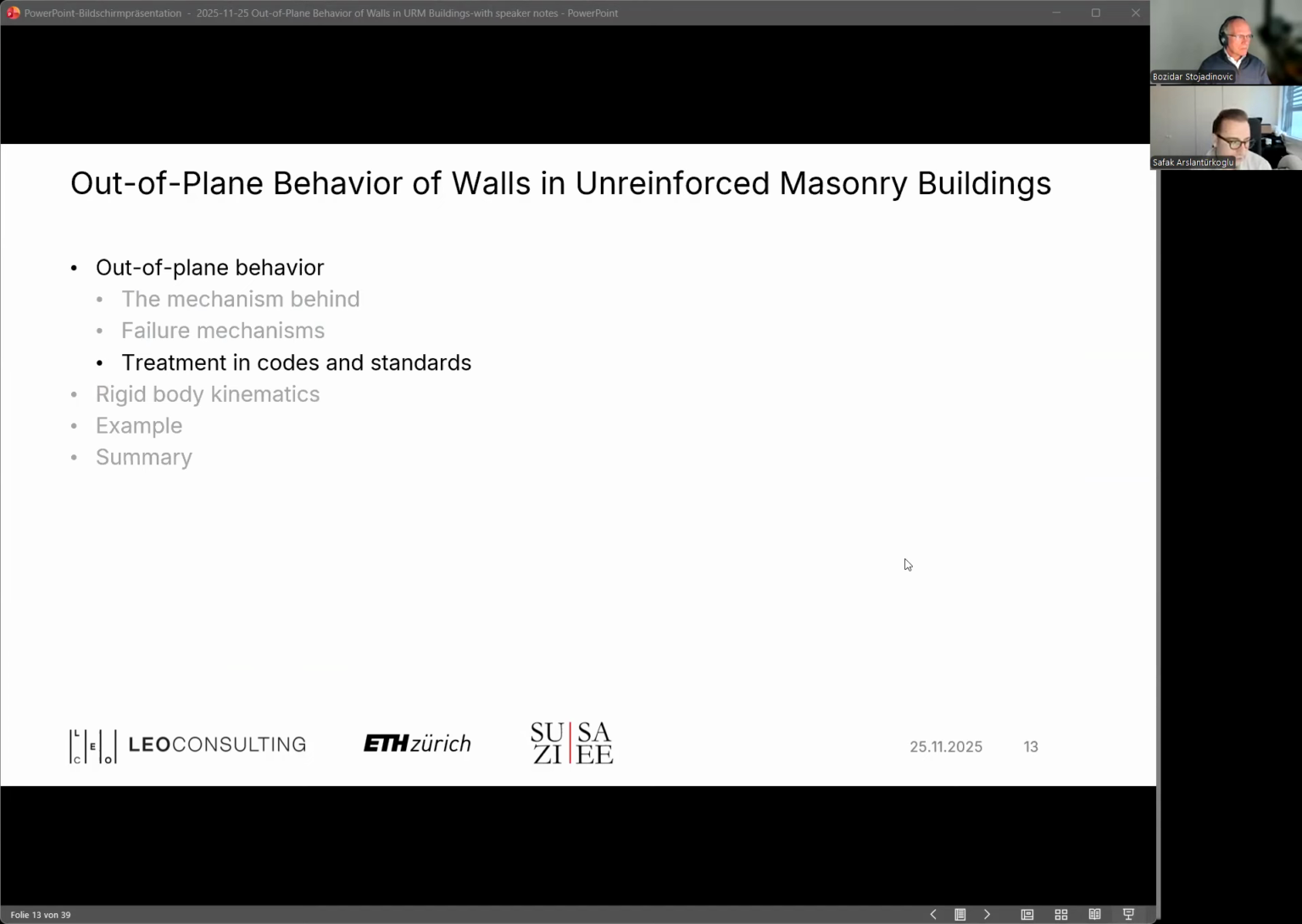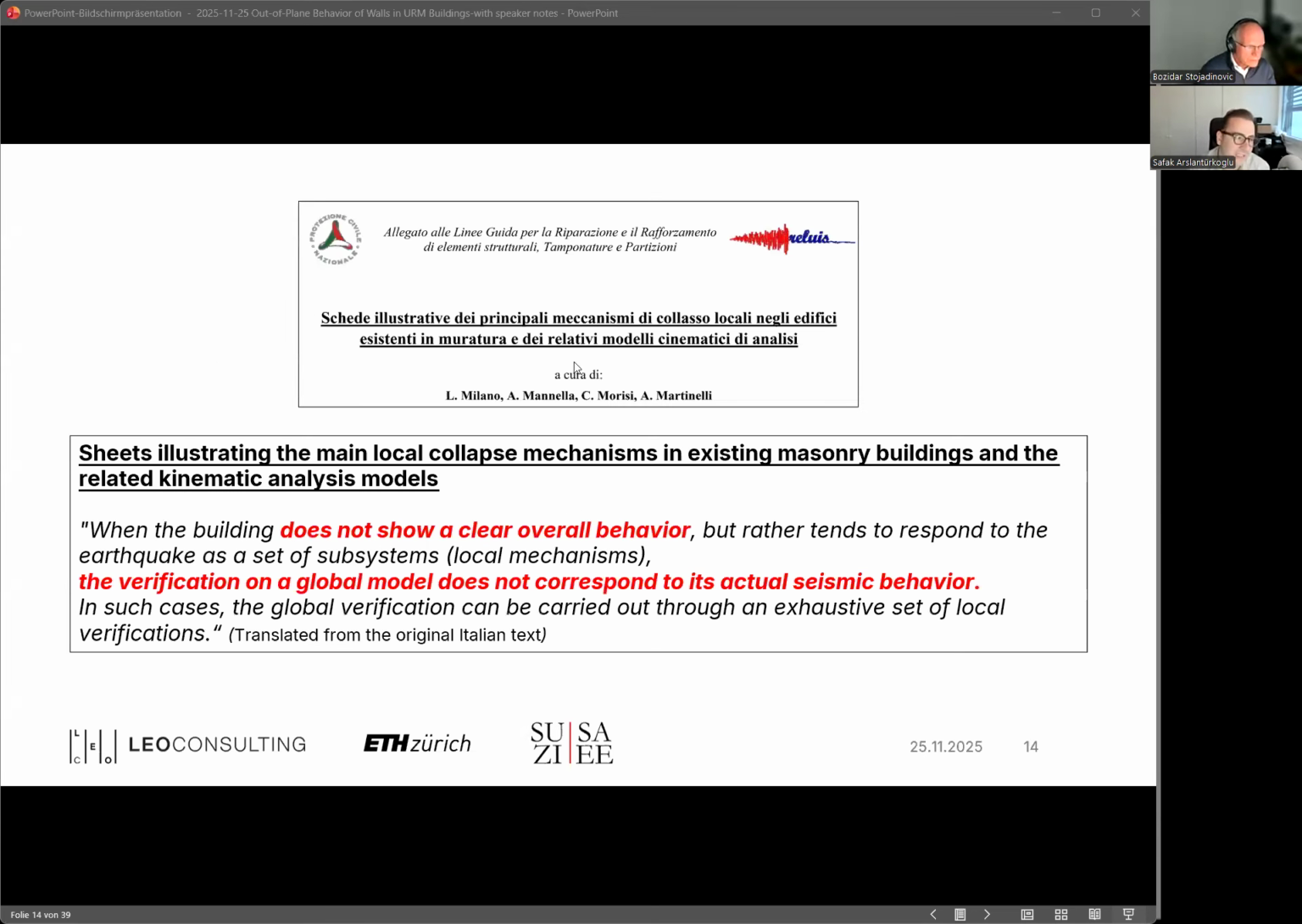So to continue, I just want to focus on the treatment in codes and regulations. Out-of-plane behavior is not covered in every code worldwide or at the international level. There are some codes that do cover it, mainly Italian codes and regulations. They are leading in that when it comes to the assessment of out-of-plane behavior.